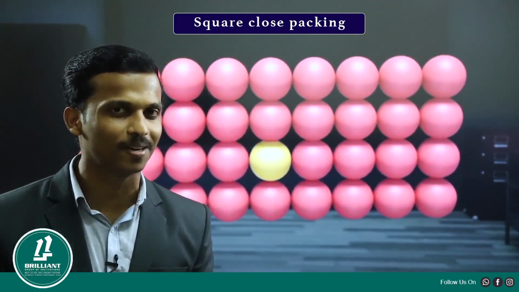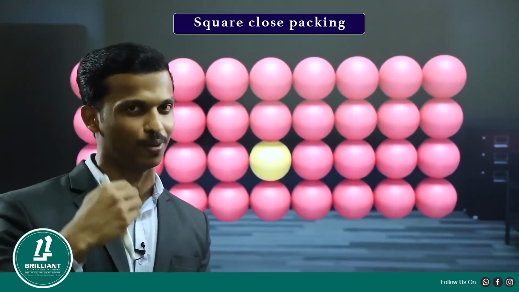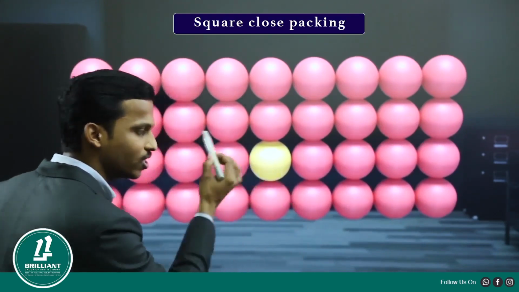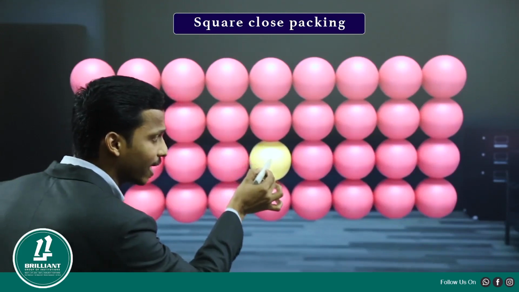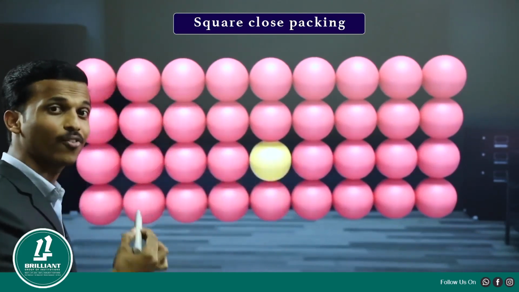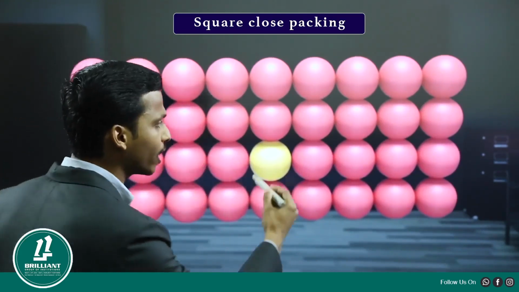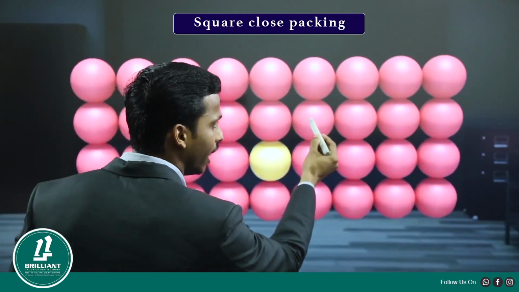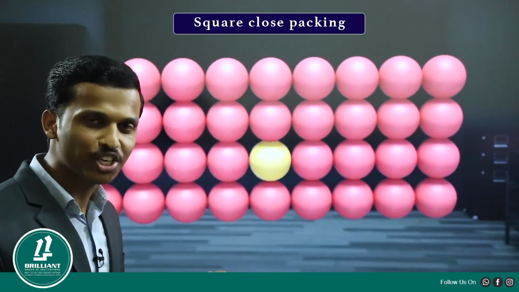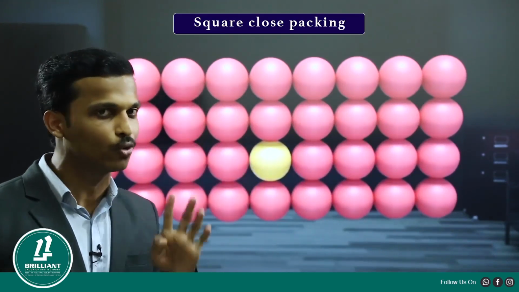What is coordination number? It is the number of nearest neighbors or number of touching spheres. If you consider any inner sphere, this is the inner sphere, it is directly connected with 1, 2, 3, 4, right? There are 4 constituent atoms nearby the center. If you consider any other, suppose this one, it's connected with 1, 2, 3, 4. So the coordination number in two-dimensional square close packing is equal to 4.